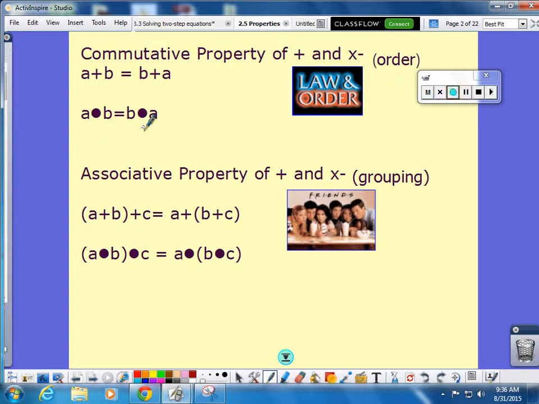These are guys that might help you see better. The commutative property deals with order. So order is the key word. That's the purpose of this long order right here. It's the key word for telling us that you have the commutative property.